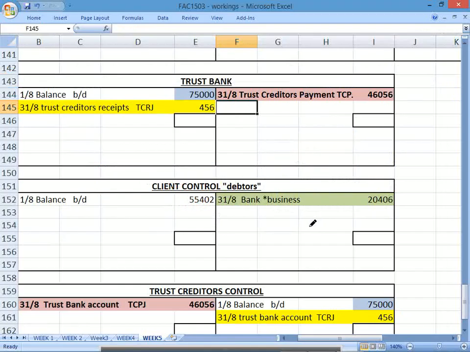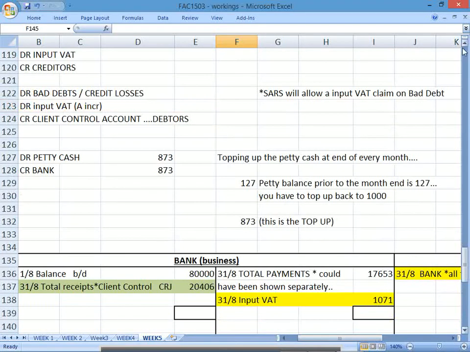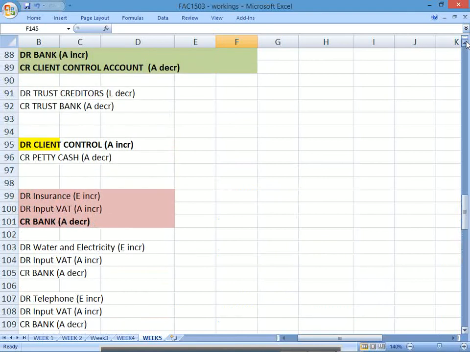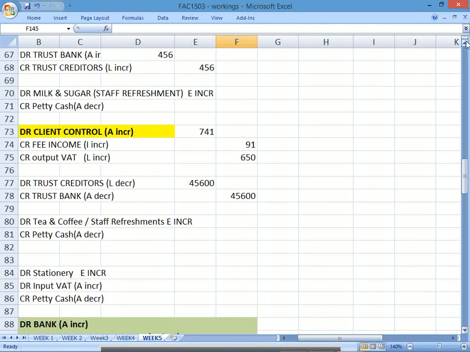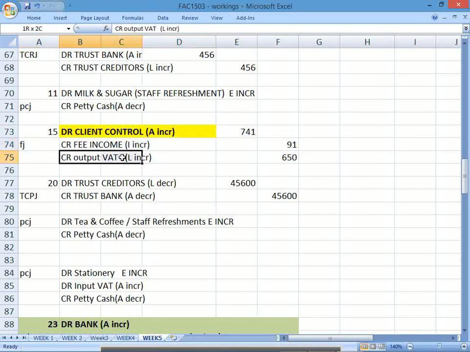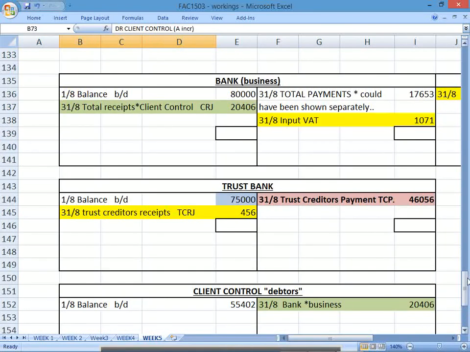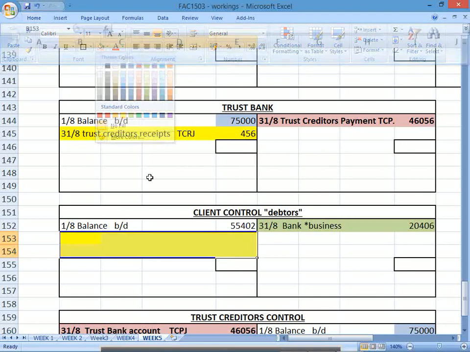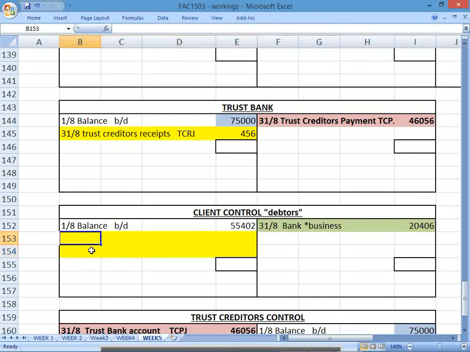And that relates to this. The reason I did this earlier with you, and maybe you did it later at home, coming to varsity today. Here it is, there's the working. Debit client control, credit fee income, credit output VAT. If I've got this working, then I can do the posting quite easily. Debit client control. So what am I going to do on the client control account? Debit it, and I'm debiting the client control account because I've charged a fee to the customer.